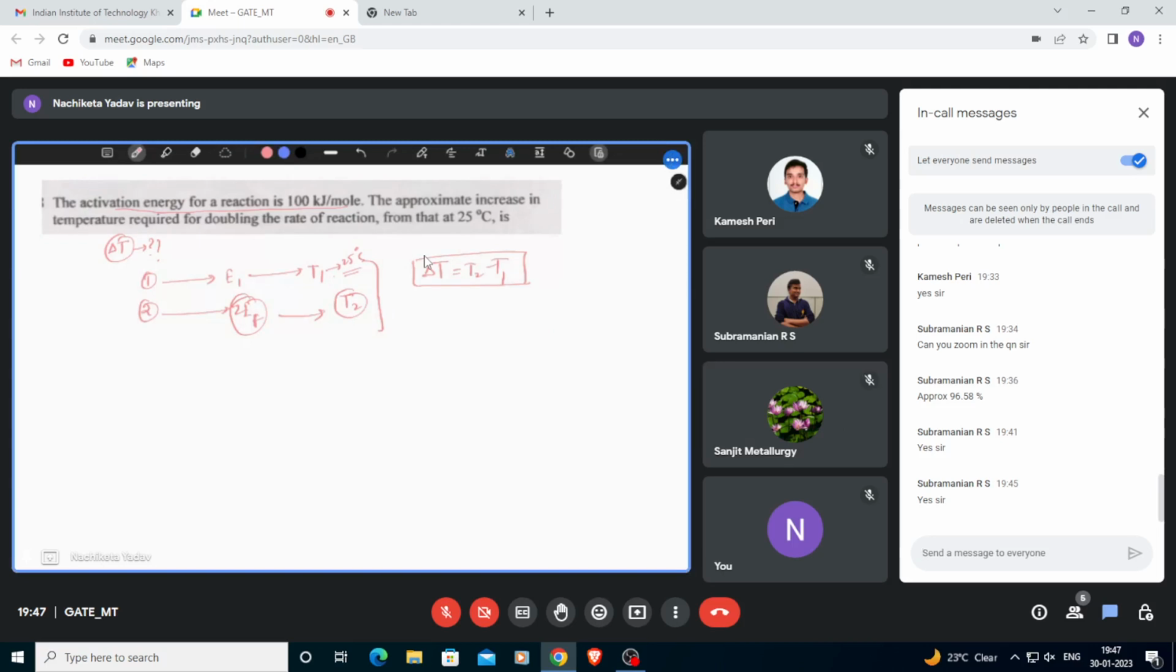So you subtract, and you will get delta T, the change in temperature. You know the rate of reaction equation. k1 equals A exponential of minus Q by RT1, and for the second, 2k1 equals A exponential of minus Q by RT2. If you subtract, dividing 2 by 1, you will get 2 equals exponential of minus Q by R into (1 by T2 minus 1 by T1).